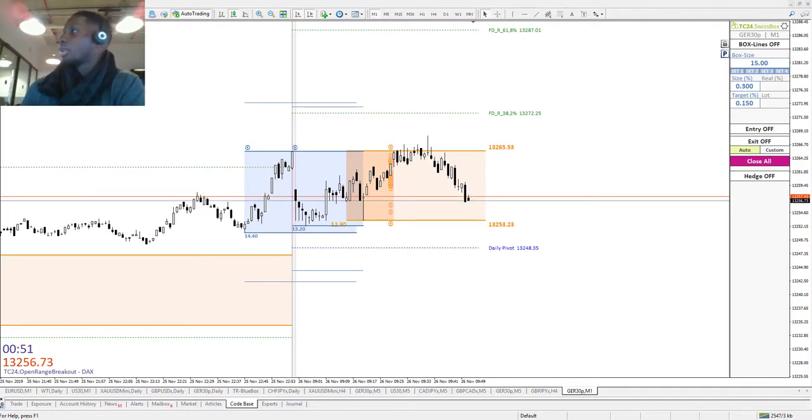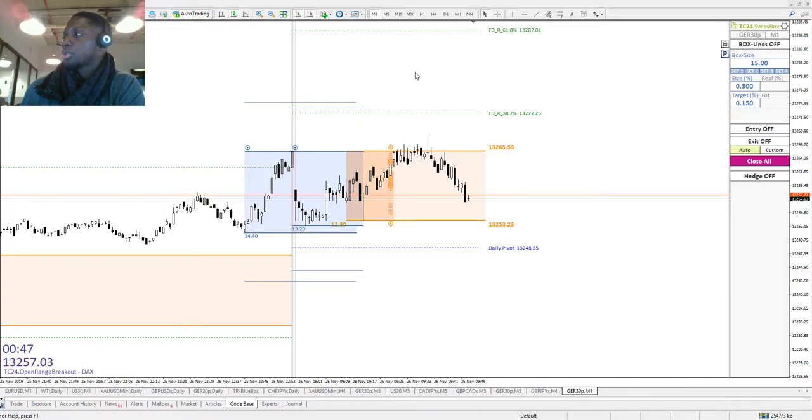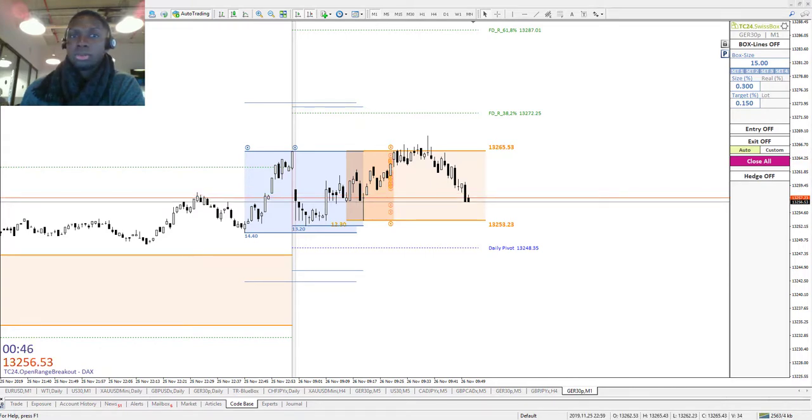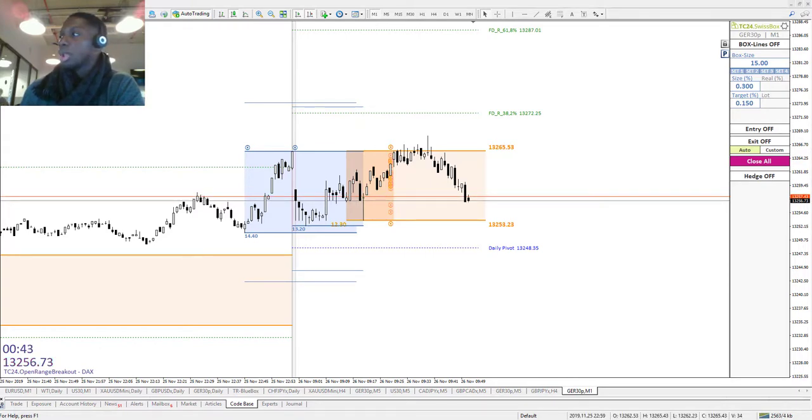Wonderful trade, good trade. So basically we had a short position where we got out very good.